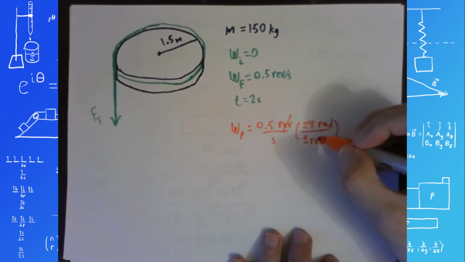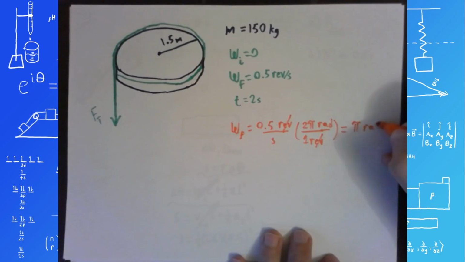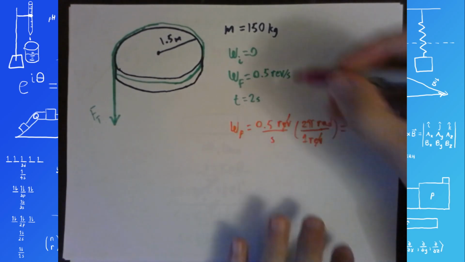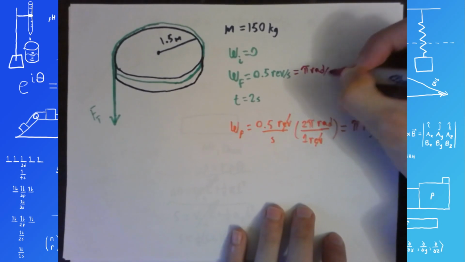So revolutions cancel out and we get radians, so 2 pi times 0.5 just leaves us with pi, so that's pi radians per second. And I guess you can plug in the value of pi, but let's save that step until later. We don't want to make our numbers look too ugly just yet. So I'm going to write that that's pi radians per second.